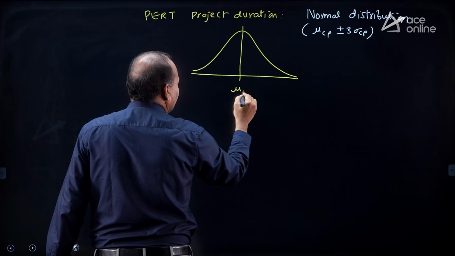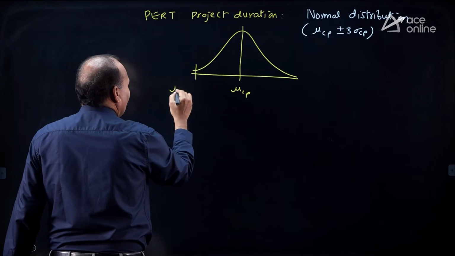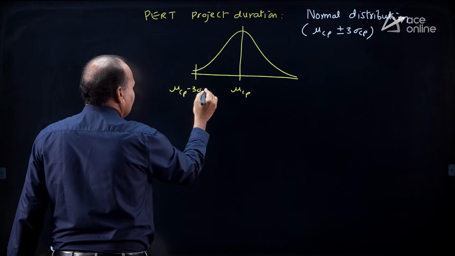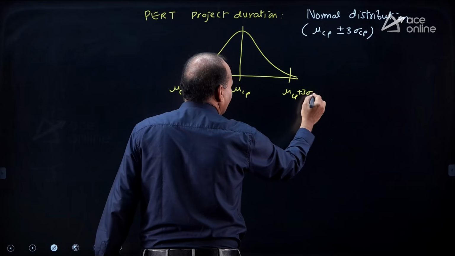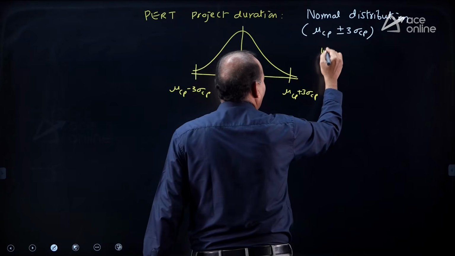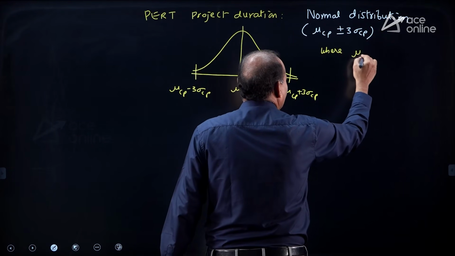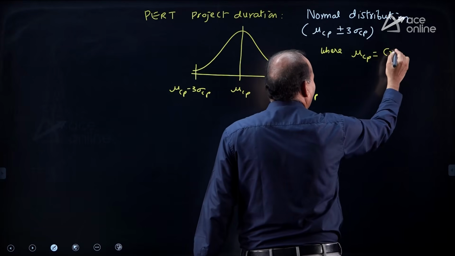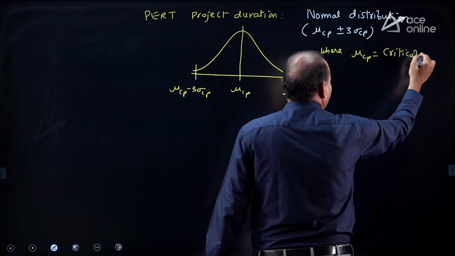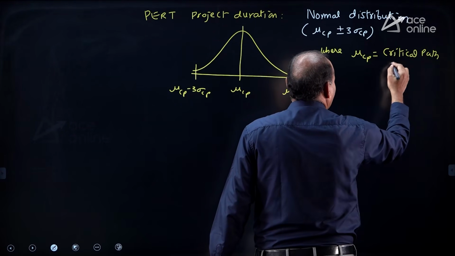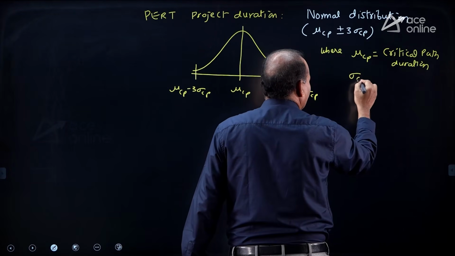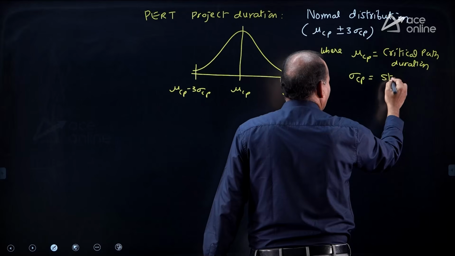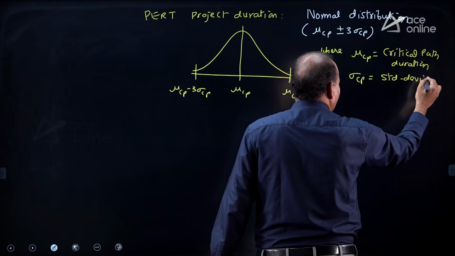The central line is critical path duration, lower limit mu_CP minus 3 sigma_CP, upper limit mu_CP plus 3 sigma_CP, where mu_CP refers to critical path duration, and sigma_CP is equal to the standard deviation of the critical path.